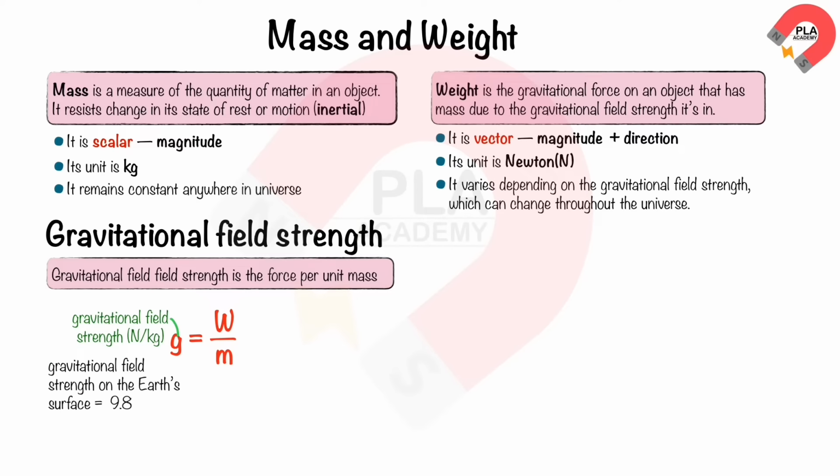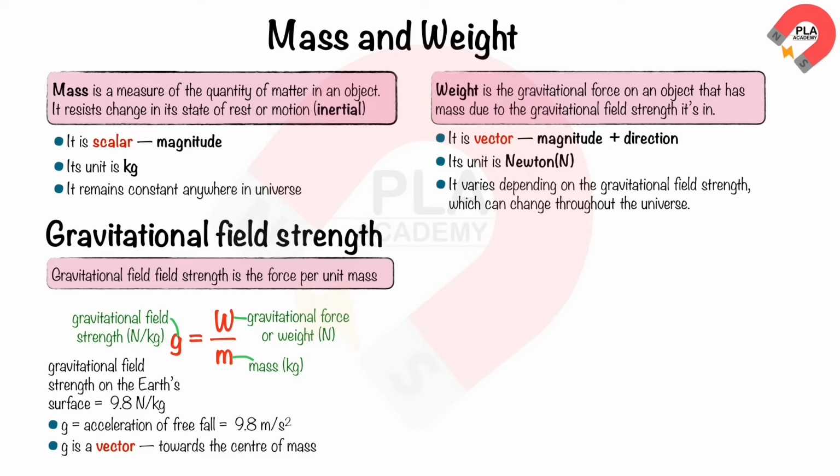W is a gravitational force, or weight in Newton. m is a mass in kilogram. We can rewrite this equation to find weight as W equals m multiplied by g. Gravitational field is a region in which a mass experiences a force due to gravitational attraction. We can measure mass using an electric balance. Weight can be measured by a Newton meter or force meter.